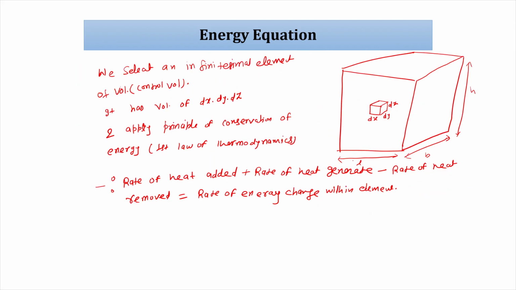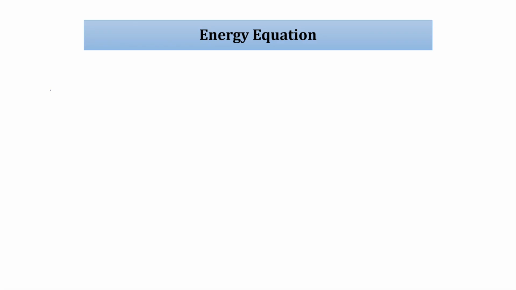Okay. So, the fourth term is the rate of energy change within the element, that is E dot equal to rho du by dt, where u is the internal energy, times dx dy dz.